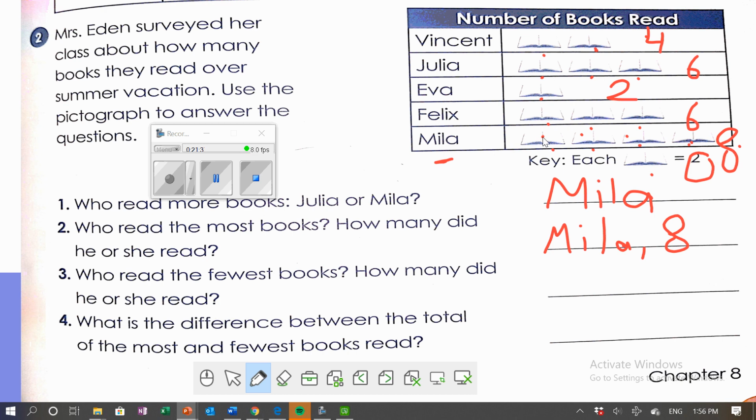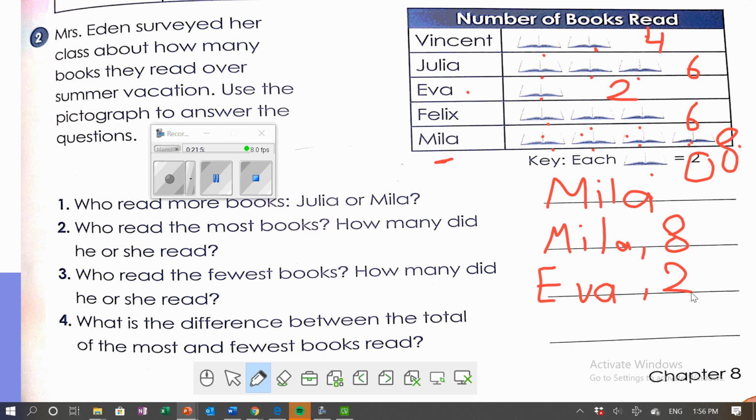Who read the fewest books? How many did he or she read? The fewest number is for Eva. Eva read only 2 books.